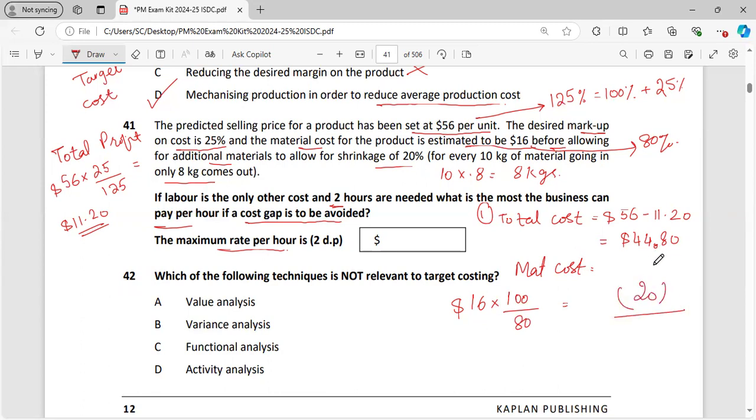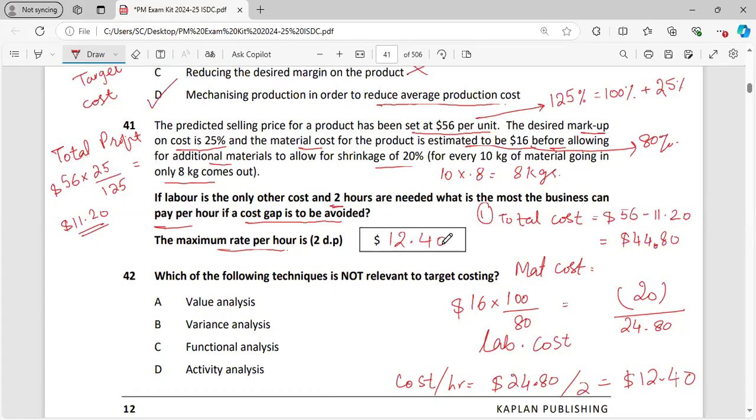So 24.8 is the cost of labor, because out of total cost we deducted the material cost. Now we will calculate cost per hour: 24.8 divided by the number of hours, 2 hours. So the answer is 12.40. So the maximum rate per hour is 12.40. This is the way to solve this type of question.